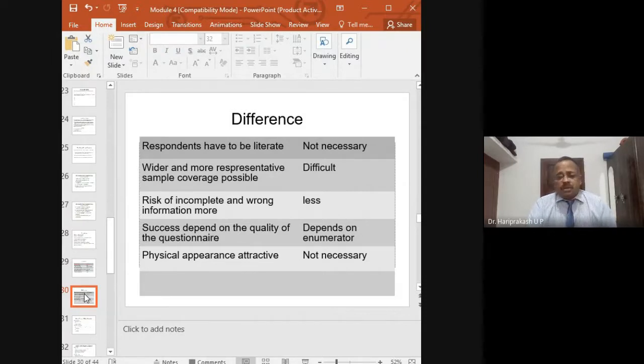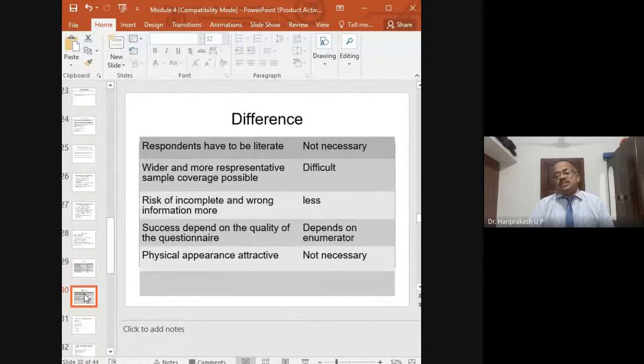Physical appearance of the questionnaire should be attractive, because when in hand, when it is seen by the respondents through soft copy or hard copy, it should be attractive. Attractive does not mean you have to give some designs and all, but the layout and the font size, line spacing, all these should be clear, and it should attract the respondents to fill it. They should not find any difficulty in filling it.